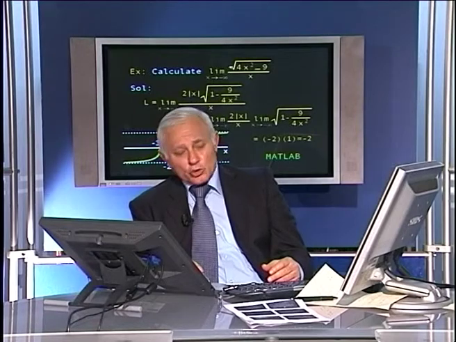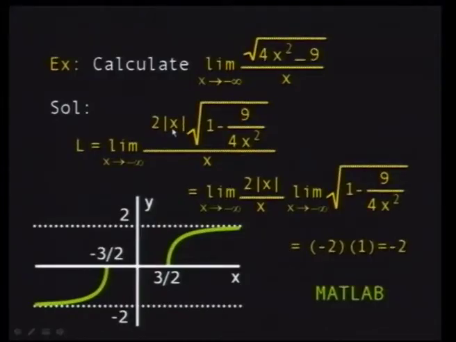Now, we said before that the square root of x squared is not equal to x, but it's equal to mod x, the absolute value of x. So you get here the absolute value of x times the square root of 1 minus 9 divided by 4x squared, divided by x. Now, how would I calculate this limit?